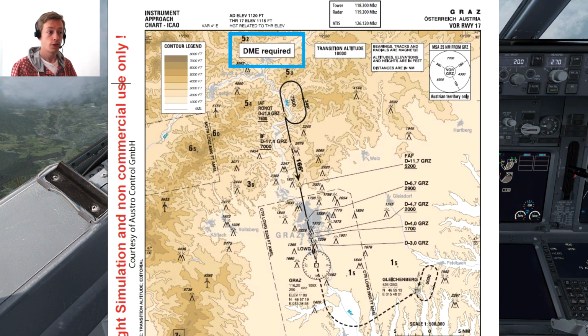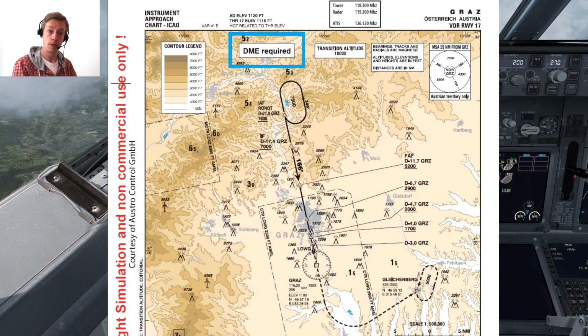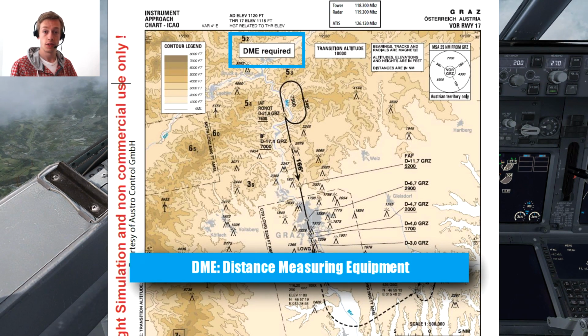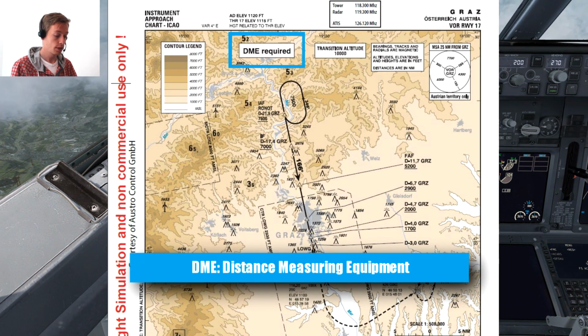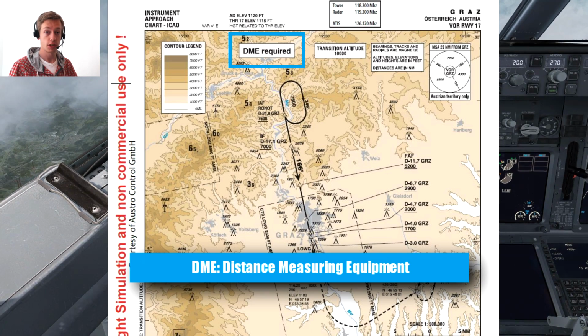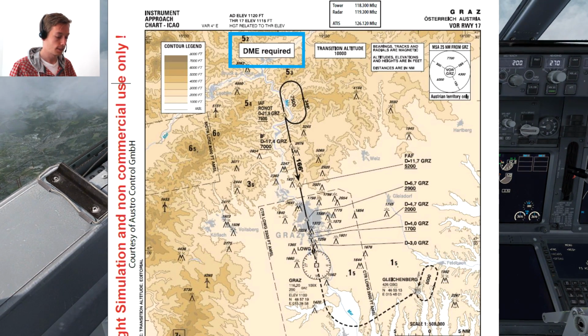The DME is required, indicating that we have to make use of the DME that's associated with the VOR station. So DME stands for distance measuring equipment, allowing you to measure your distance from a station. Without this DME, it's going to be difficult for us to descend. We'll talk about that in a minute.